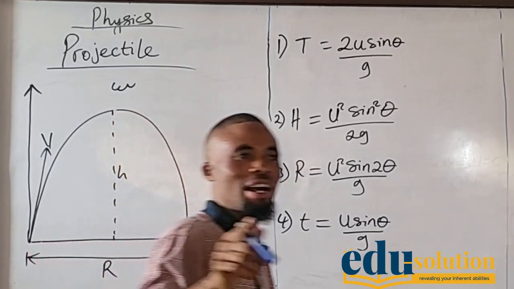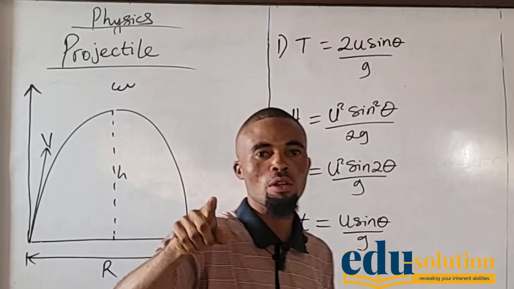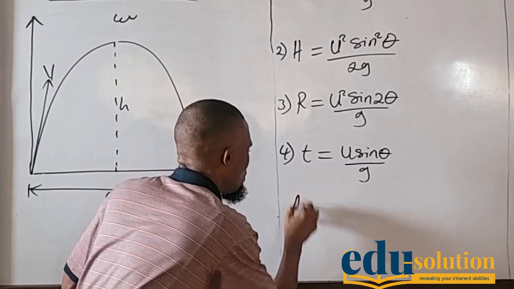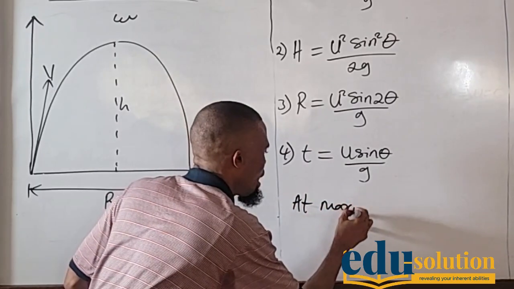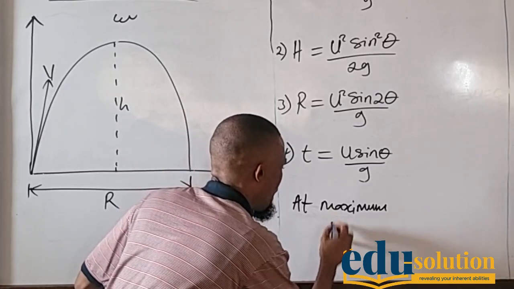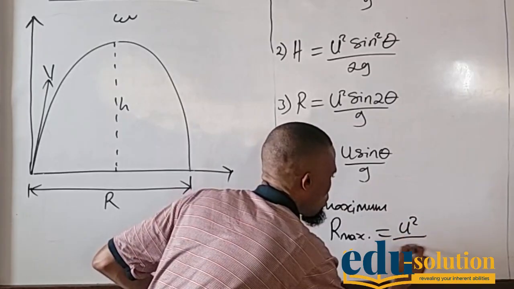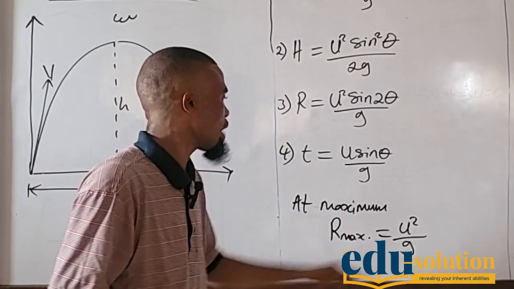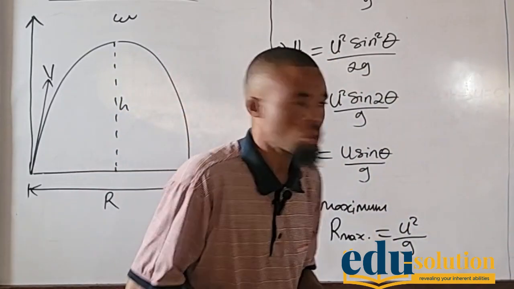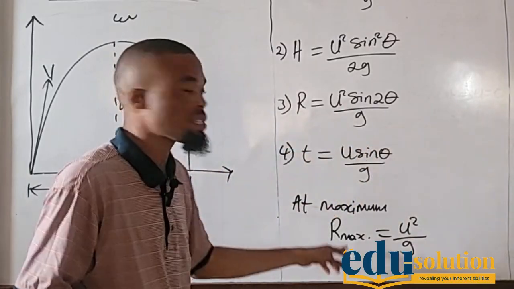So I think lastly, there is another question or concept you may come across, where you talk about maximum range. Okay, let me just write it this way: at maximum, we have that R maximum is equal to u squared over g. This is what we are talking about. This expression here and this one are both the same thing. This is range, this is maximum range.